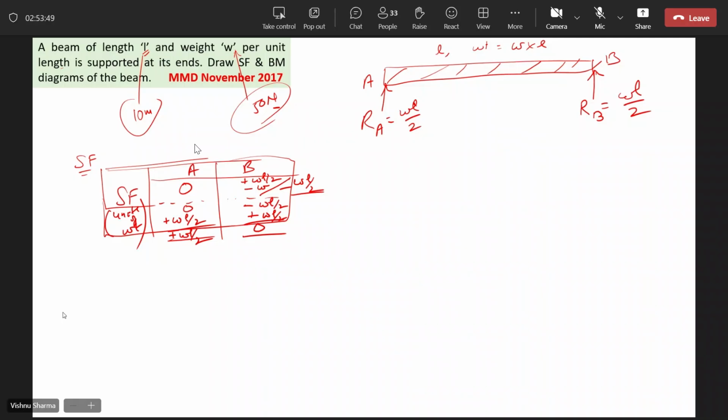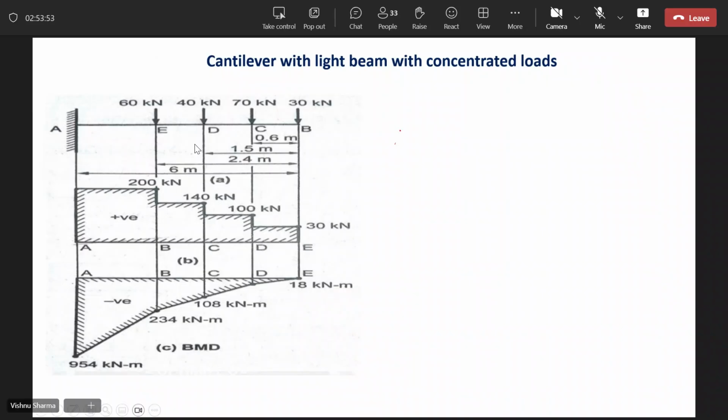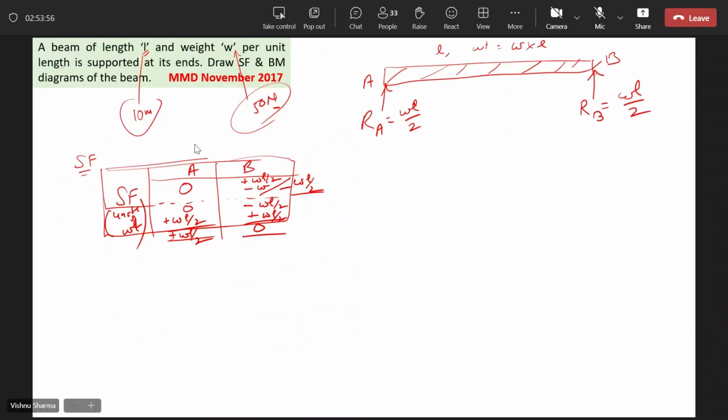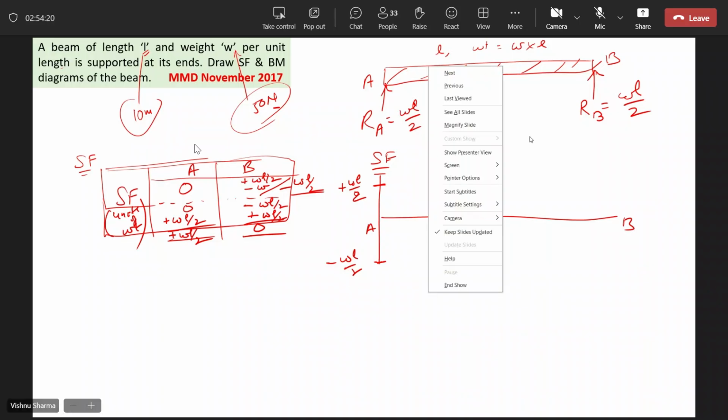Correct, guys? Yes, sir. So the SF diagram would look like this. A, B. You'll take some distance and mark it as plus WL by 2. Same distance, you'll mark minus WL by 2. There we had marked plus 25 and minus 25. So what will be the SF diagram? It will go from 0 to plus WL by 2.